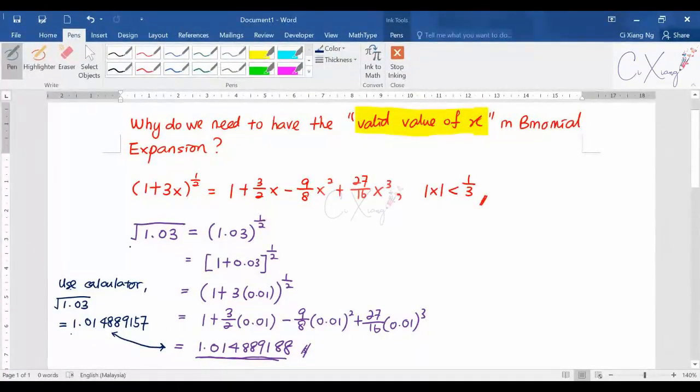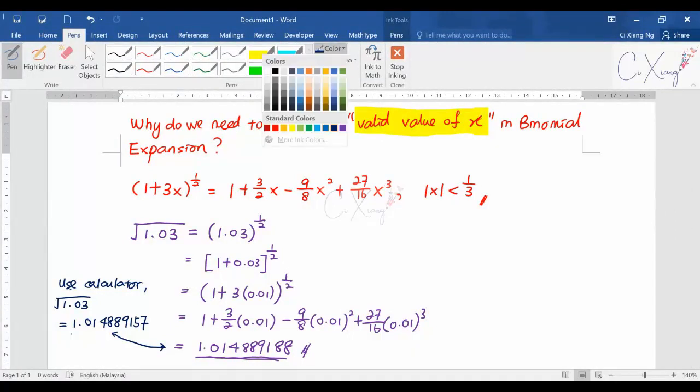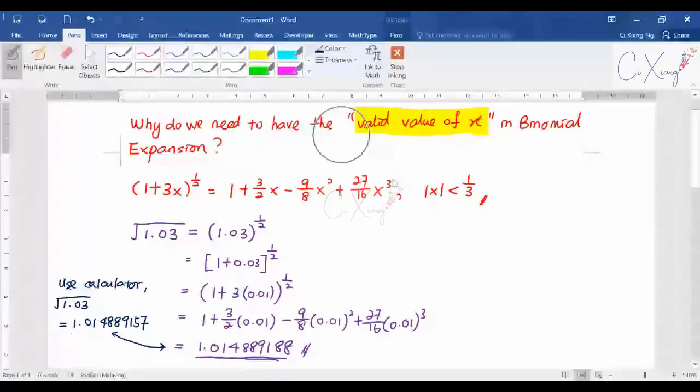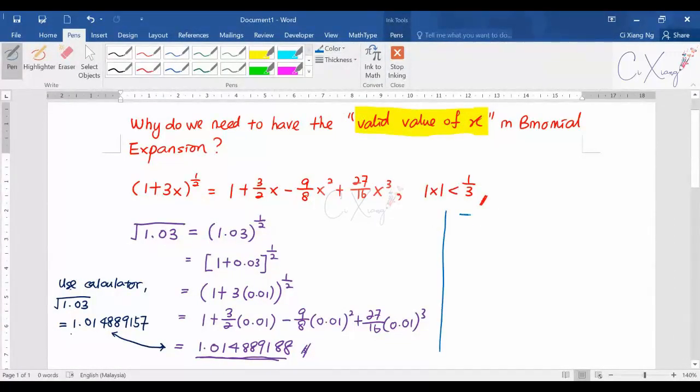Okay, so for the binomial expansion formula, you can actually use it to estimate some value. Let us discuss another example. Maybe I would like to estimate the value of the square root of 103. So how can I get the value for the square root of 103?